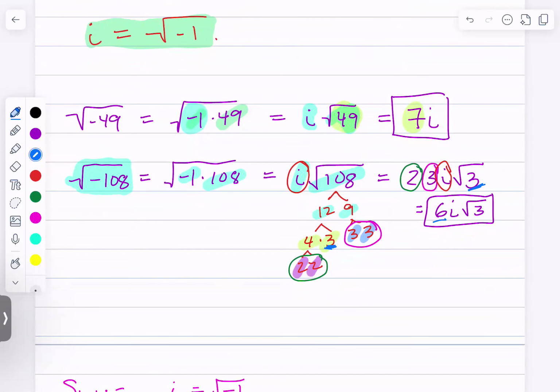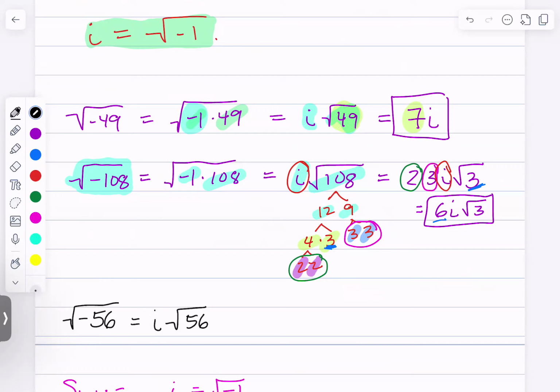Let's try another one here. I want to make it up. Square root of negative 56. I know that there's a negative. So you guys understand the process between the two previous examples? Since there's a negative, I'm just going to take out the i, square root of 56. We all understand that, right?